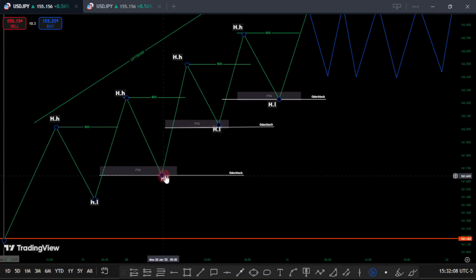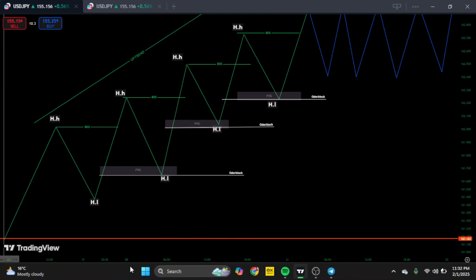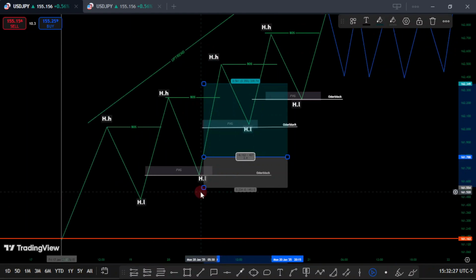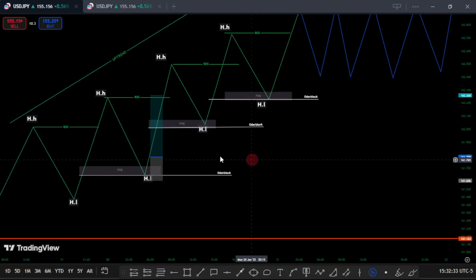So price comes down to this point of interest, to these institutional levels, and then it reacts towards the main move, which gives us an impulsive move. This is where most of the retail traders enter their long positions. Buy the market. These are where they place their trade, place their stop loss, and go for the previous high over there, just like that.